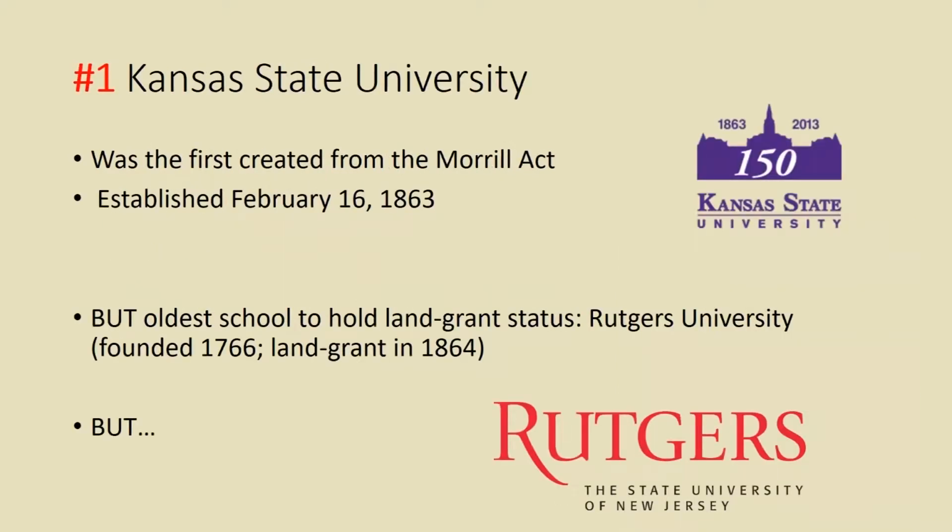Are you surprised to see that Kansas State was the first one created following the Morrill Act? It's interesting that Rutgers University in New Jersey claims to be the oldest, having been founded in 1766 before the Morrill Act. It actually didn't become a land-grant until after K-State.